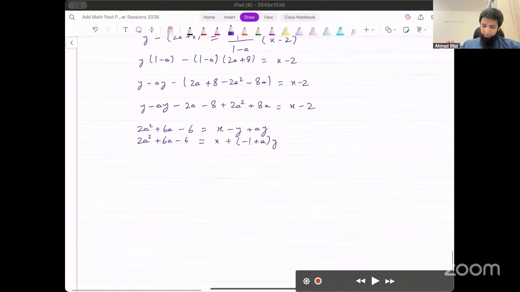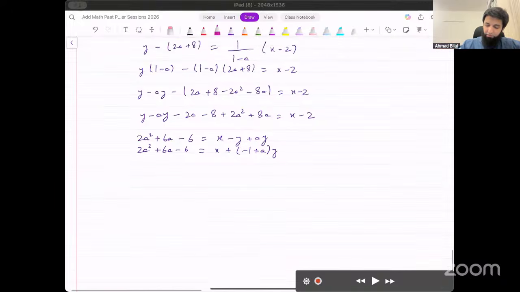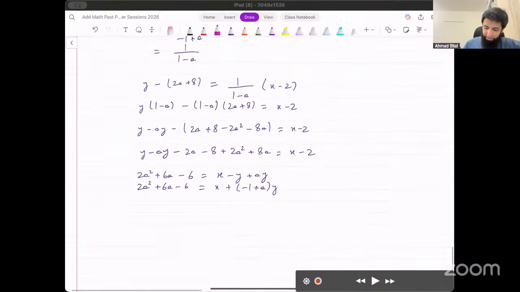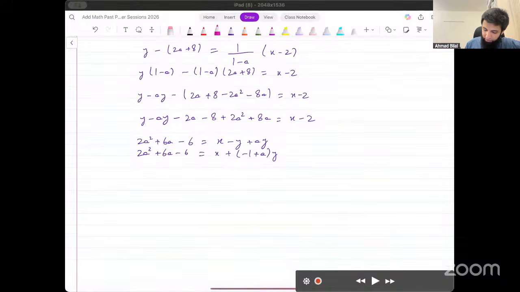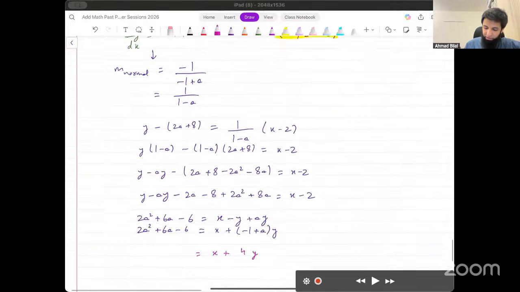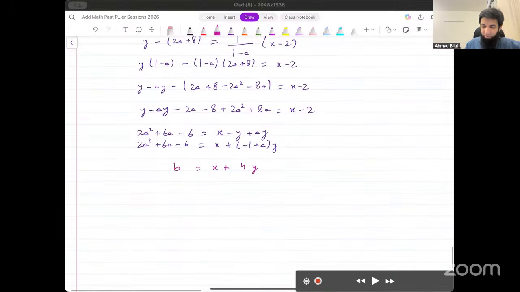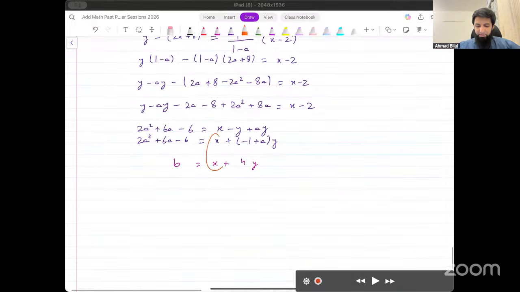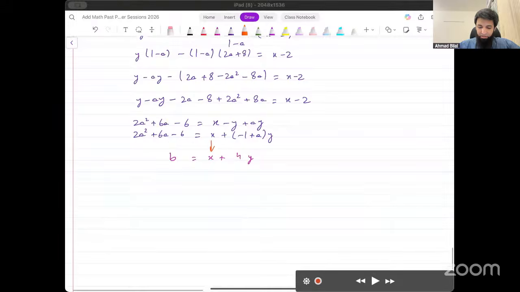Okay, this is the equation that we're getting now. The equation that they gave us is x plus 4y equal to b. So I can write that here: x plus 4y equal to b. That's the equation that they gave us. Now let's compare both of them. x is the same in both of them, so that means we can compare them because it's the same coefficient of x in both. So we can compare both sides now.